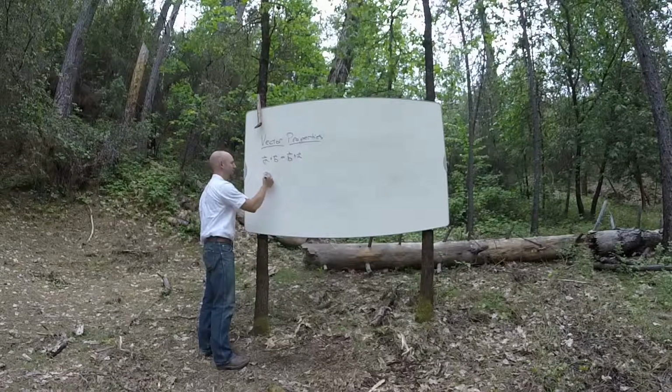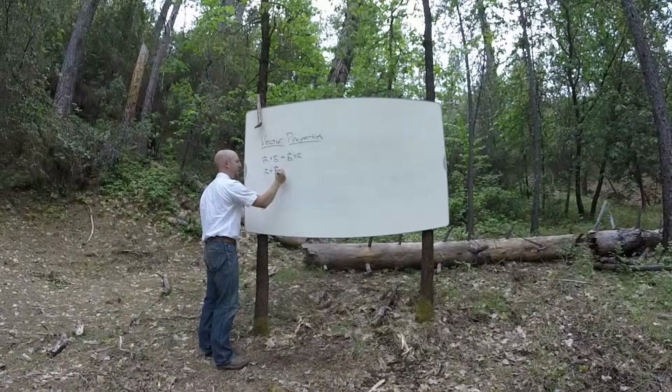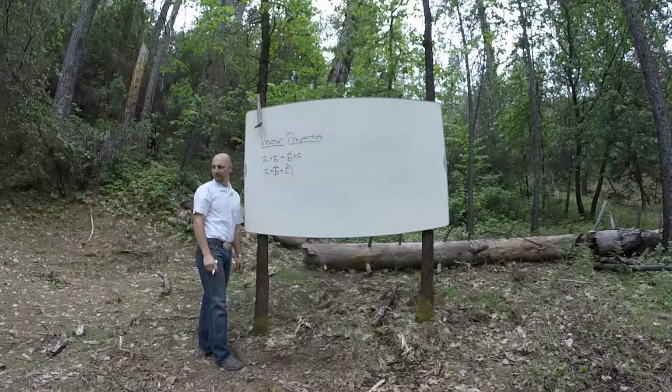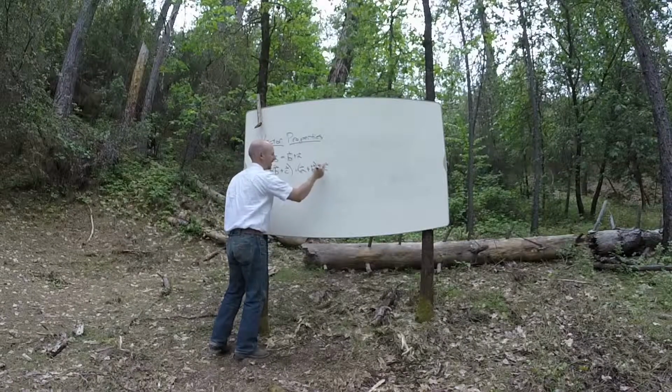Let's see, what else do we know? I think we probably know that if we add A and B and C with parentheses like this, that's the same thing as A plus B in parentheses, and then plus C. Cool. So this is like associativity, right?